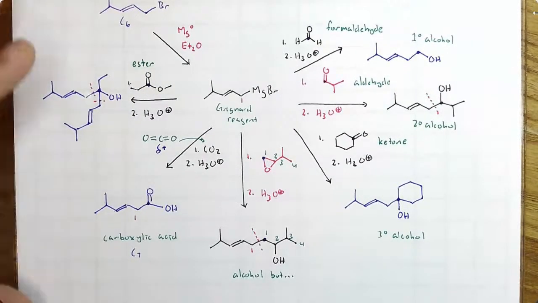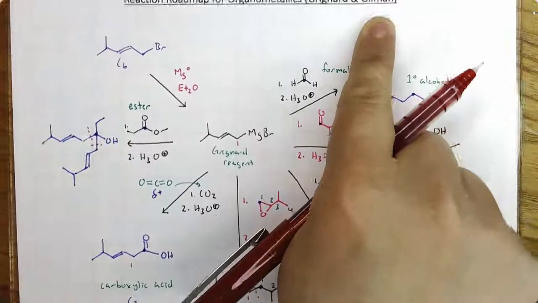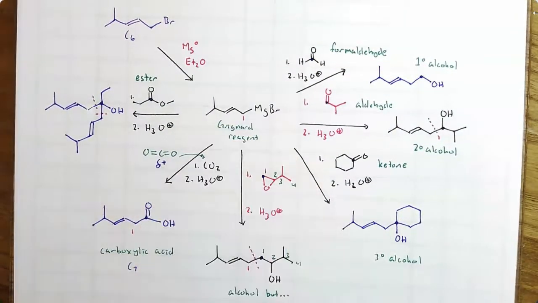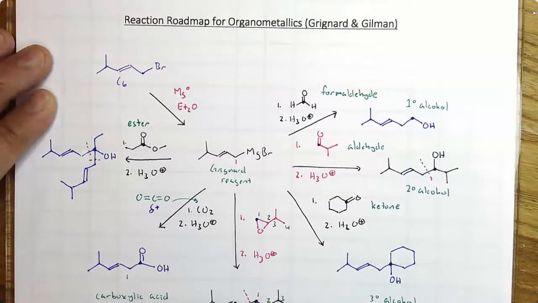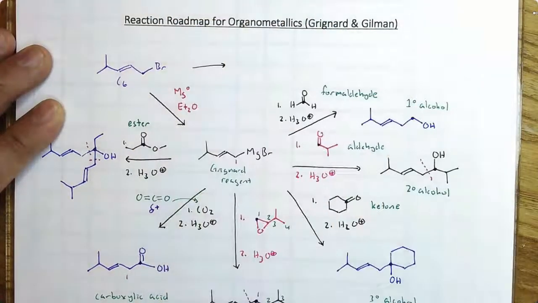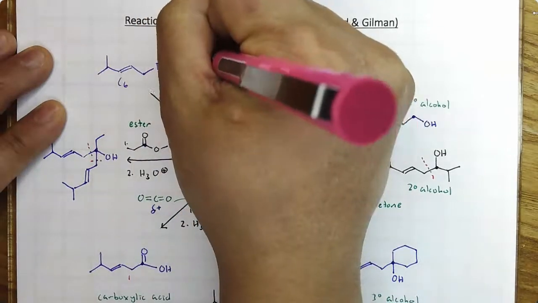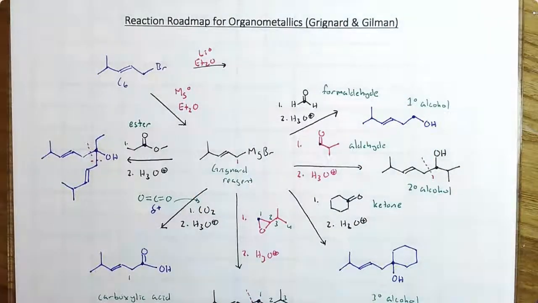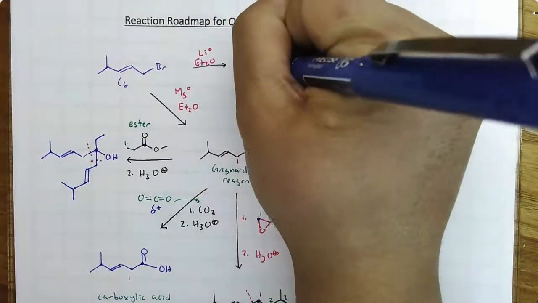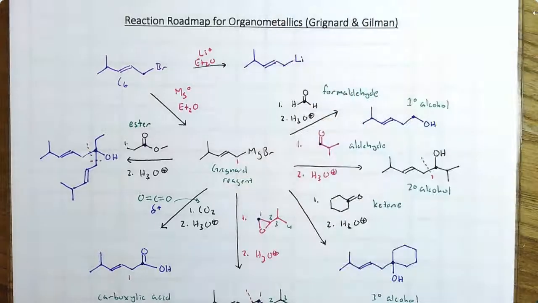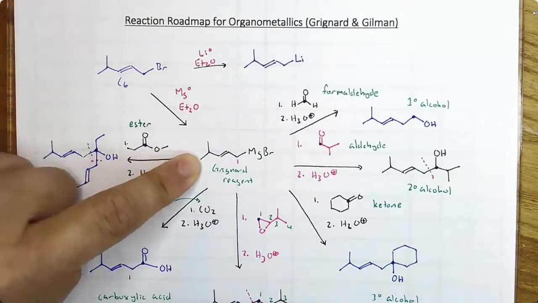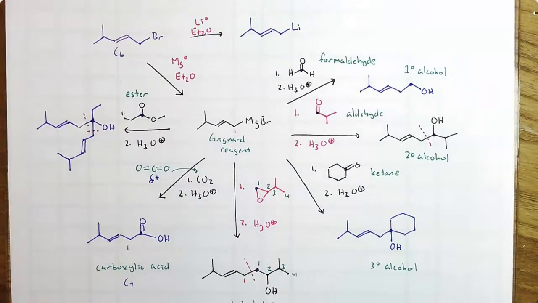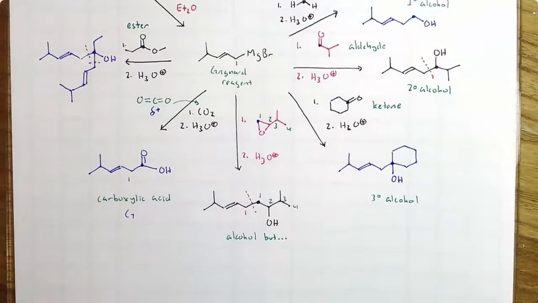Now, before we take a look at the Gilman, let me just say that whatever you can do with a Grignard, you could do with an organolithium. So let me draw a road to organolithium. Li metal, aprotic solvent, and quite simply, you just replace the bromine with a lithium. And if you had that reagent in here, all the same reactions will happen. Alright. Let's take a look at the Gilman.